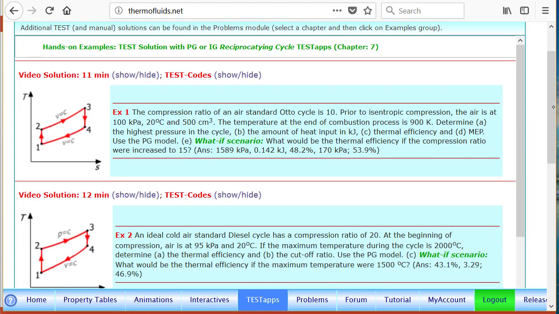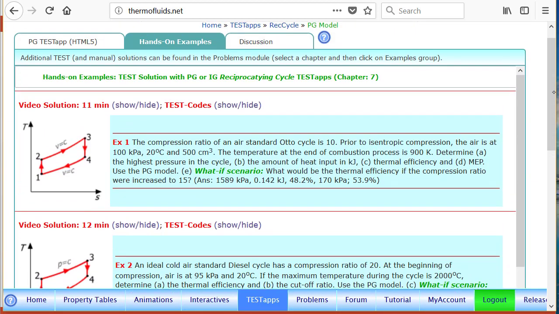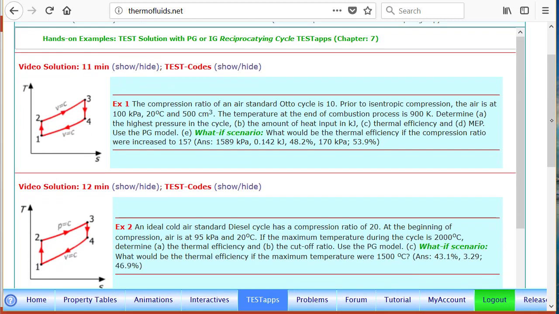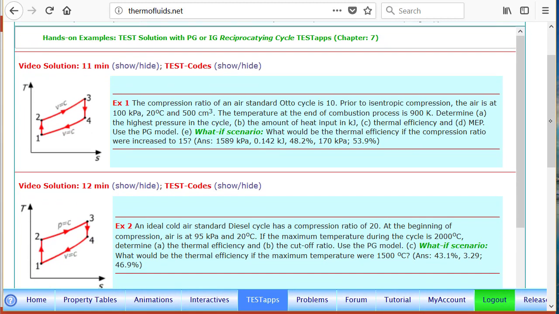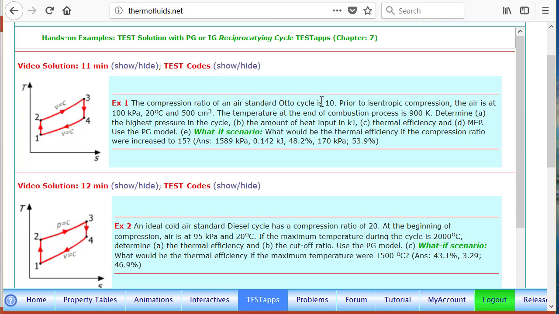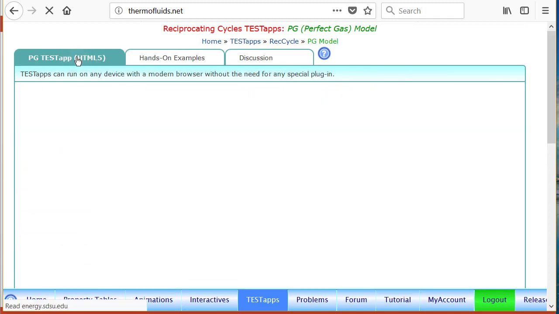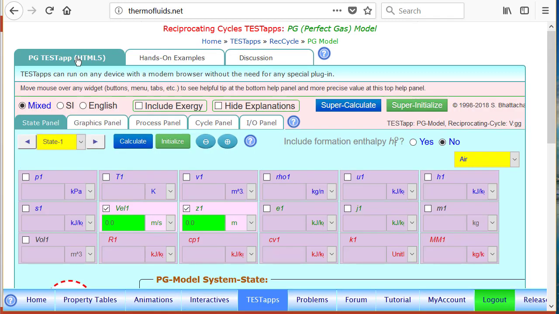In this particular problem, we are asked to use the cold air standard cycle, which means CP and CV remain constant, that is the PG model. It is assumed that you have gone through the example of the Otto cycle, because this solution almost mimics what we have done there. Okay, so we launch. This is the same app for both the Otto cycle and diesel cycle, for any reciprocating cycle for that matter. Air is the default fluid, so let's begin.